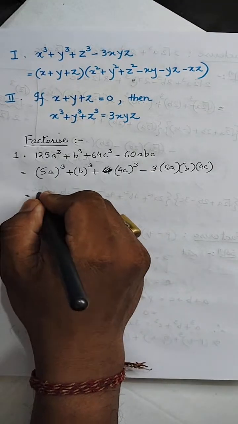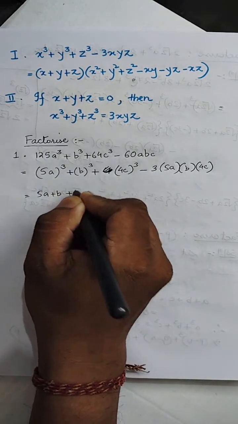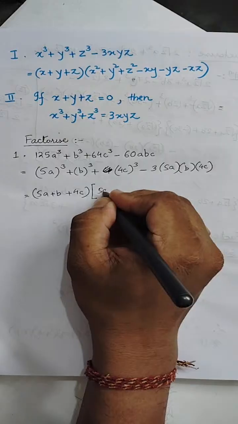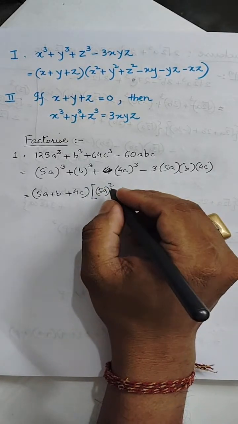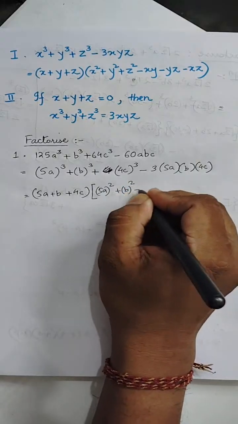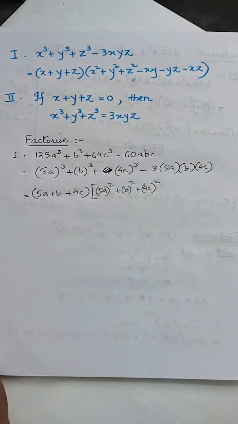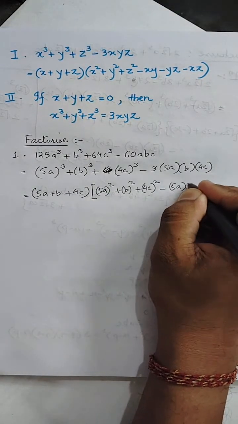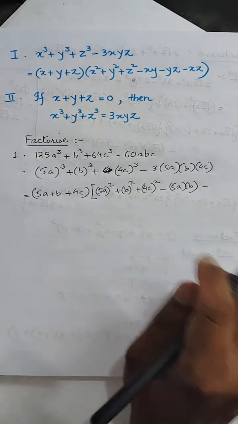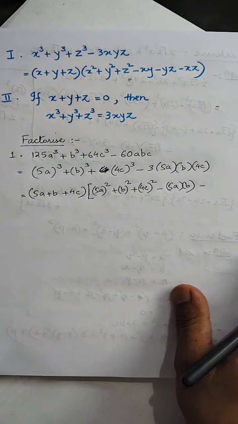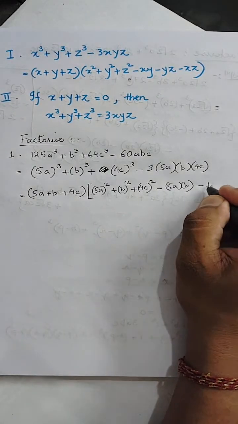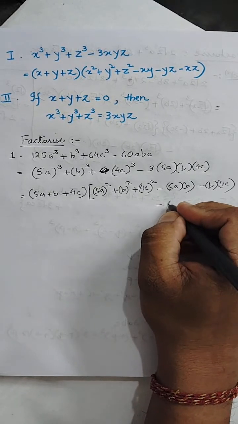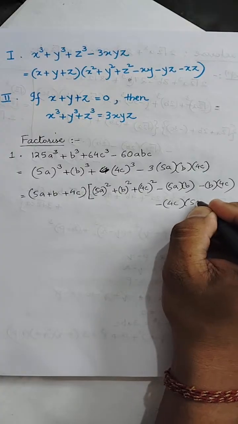So this will be 5a plus b plus 4c, then 5a whole square plus b whole square plus 4c whole square minus 5a into b, minus b into 4c, minus 4c into 5a.